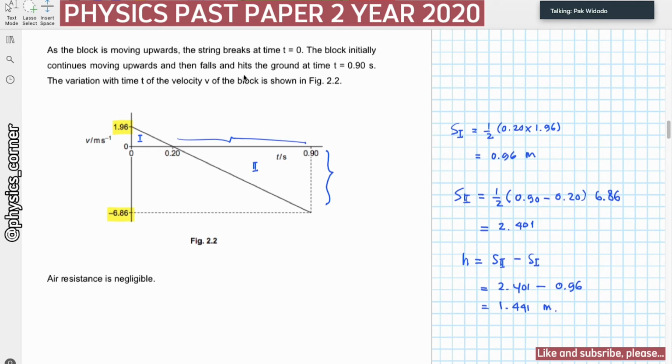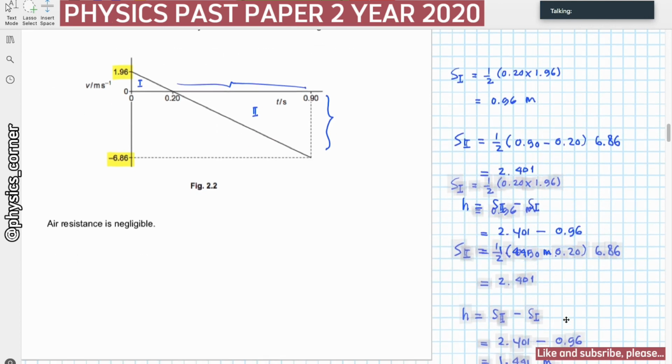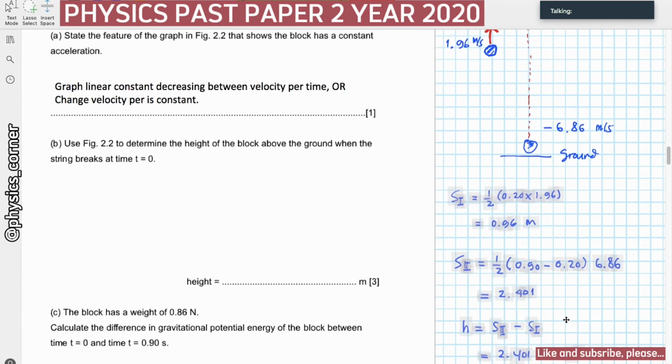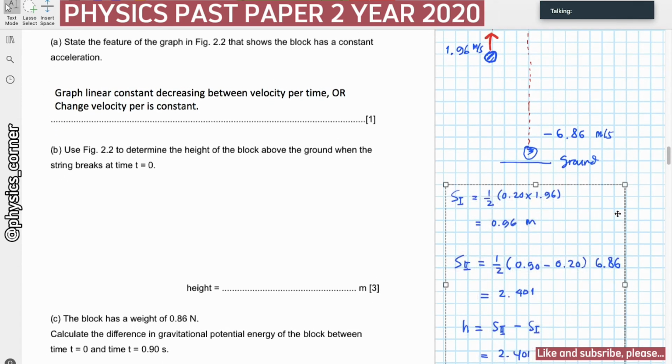Okay, I bring it into the page below here. This one.